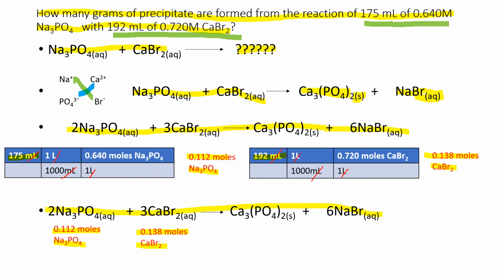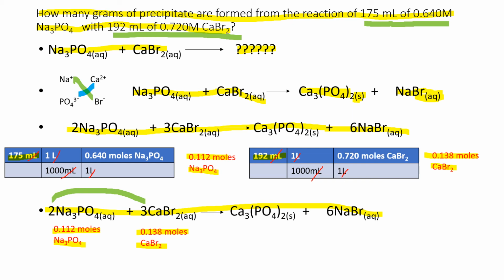Our next step here is figuring out which one of these is actually going to run out first. Well, what's the ratio? 3 to 2. Well, that's a tough ratio. 3 calcium bromide to 2 sodium phosphate. Isn't there another way we can think of 3 to 2? And there is another way we can think of 3 to 2. Instead of thinking 3 to 2, we can think of 1.5 to 1. That's a little bit easier to deal with.